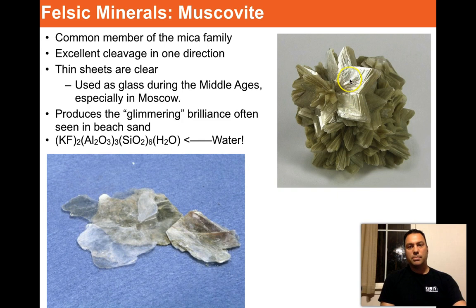Here we can see it over here breaking off into sheets and forming this nice star form on the front of this rock. The thin sheets are clear. You can see right through them. And they were used as glass during the Middle Ages, especially in Moscow. And here you can see where it gets its name from. Somebody that is born and raised in Moscow is referred to as a muscovite. Well, that's the name of the mineral, right? It's basically a person from Moscow. It's called a muscovite.